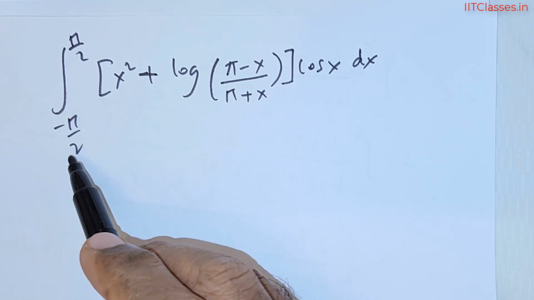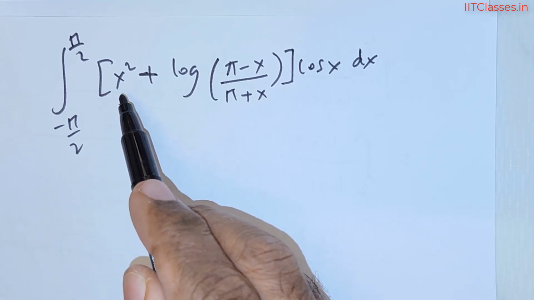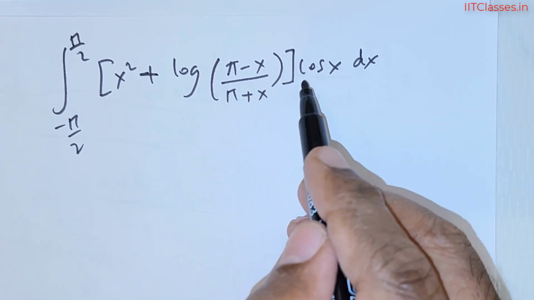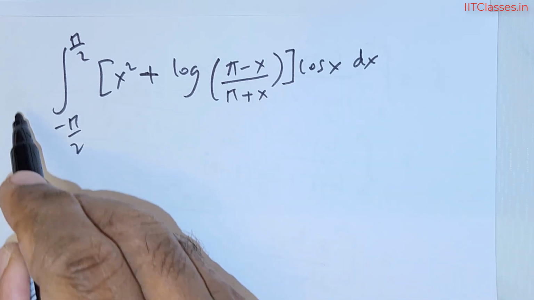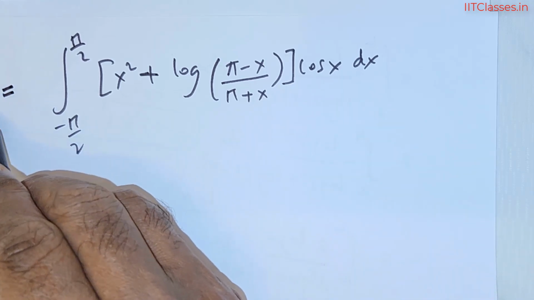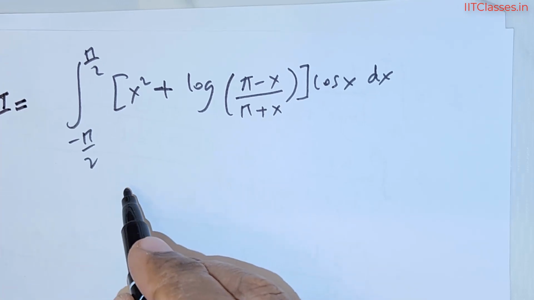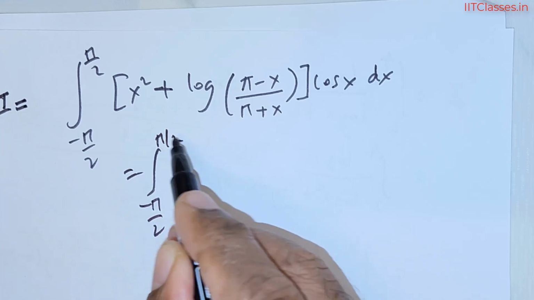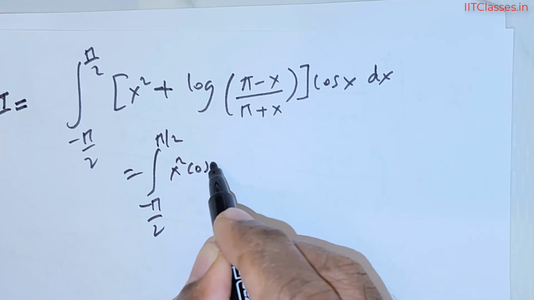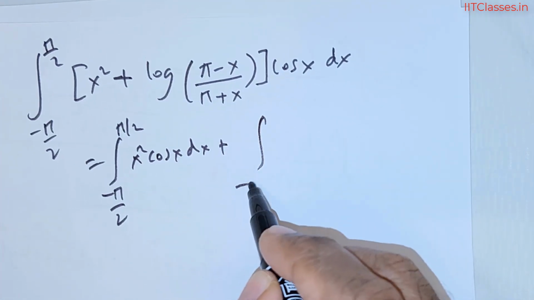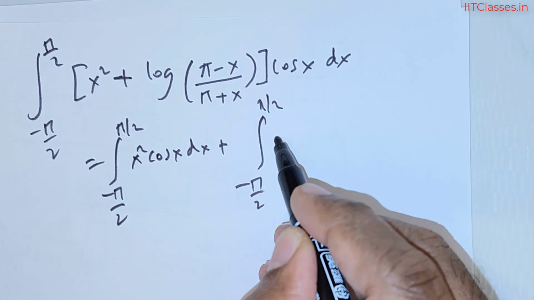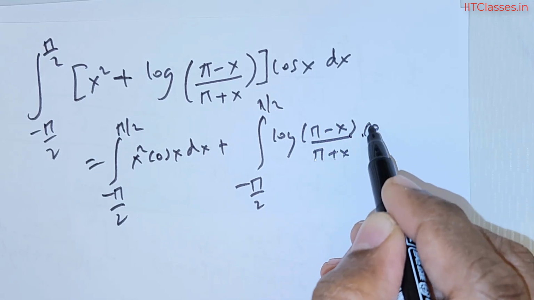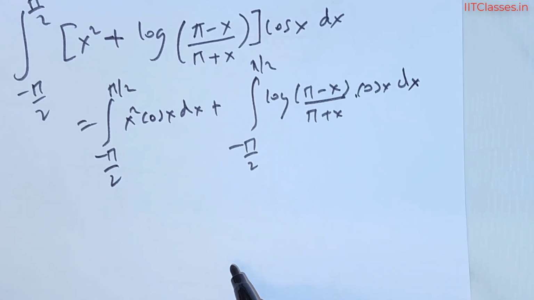We are expected to integrate the integral from negative pi over 2 to pi over 2 of x squared plus log of (pi minus x) over (pi plus x) times cos x dx. Let me take this equal to I. I can rewrite this as the integral from negative pi over 2 to pi over 2 of x squared times cos x dx, plus the integral from negative pi over 2 to pi over 2 of log of (pi minus x) over (pi plus x) times cos x dx.